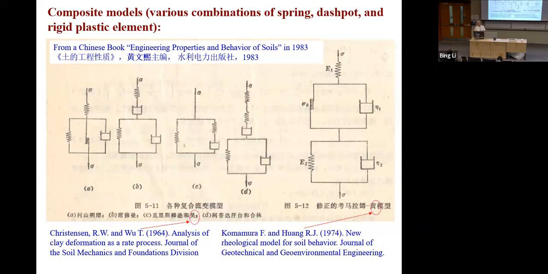There are many combinations, and nowadays these kinds of models are not so useful. This kind of linear behavior is not so good for soils. Maybe for some range for rocks, I'm not really sure. For soils, they are not good.